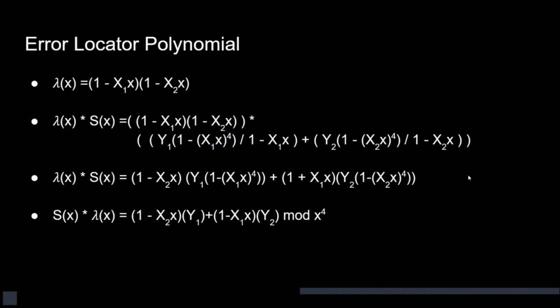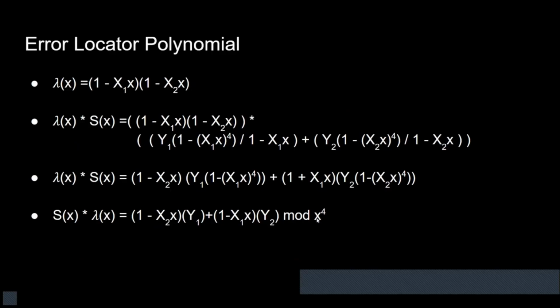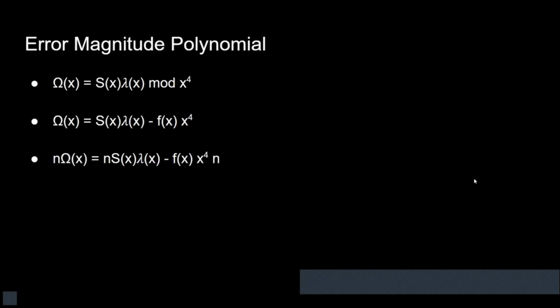After this, we need to calculate the error locator polynomial, which we will define by its 2 roots, the 2 roots being the x values where the errors occurred. We multiply this locator polynomial by the syndrome polynomial to achieve the error magnitude polynomial, but we also work modulo x to the 4th here to clean up some of the numbers.